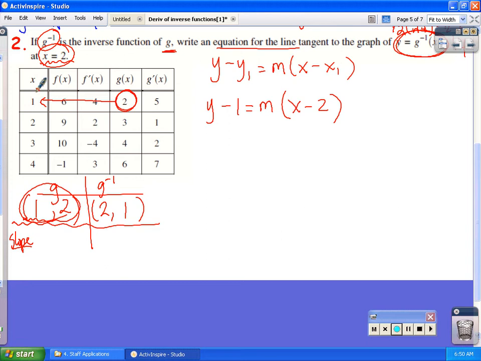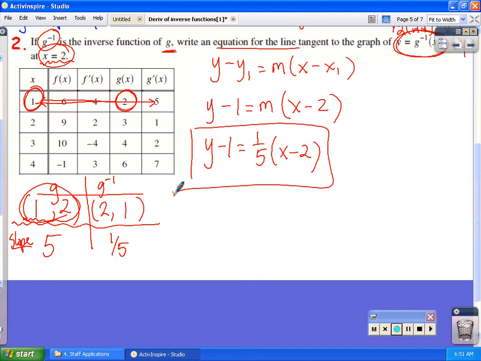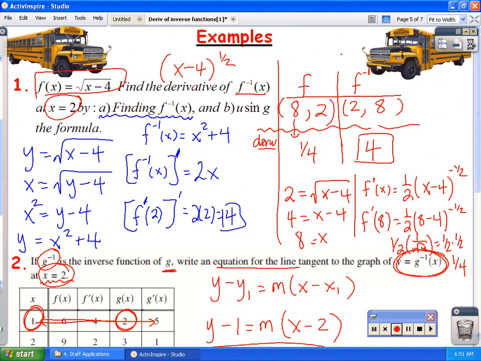Well, if I go back in my chart and I look at x equal to 1, and I go over to the derivative, the derivative at 1 on the original function is 5. Again, remember, corresponding points on inverse functions have reciprocal slopes, so the slope on the inverse at 2 is 1/5. So now I can write the equation of my line, y minus y1 is equal to 1/5 times x minus 2. So it's really kind of like a little puzzle where you have to really take your time and think through the problems. Alright, let's look at one more example, and then I'm going to give you some to do.